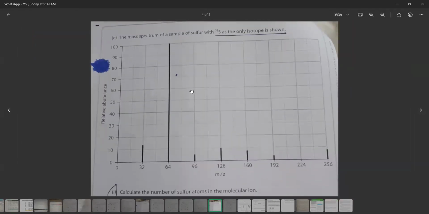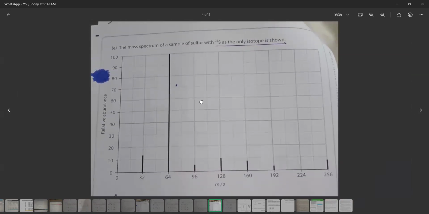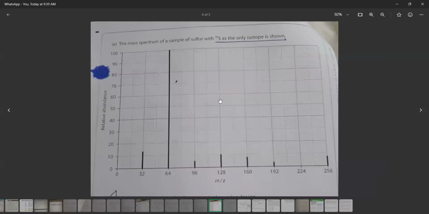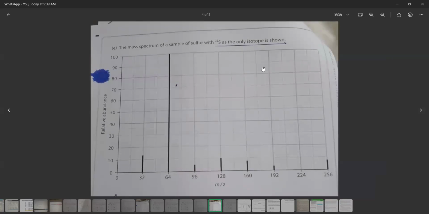The mass spectrum of a sample of sulfur with 32S as the only isotope. Calculate the number of sulfur atoms in the molecular ion. Look, this one, they give us that it has an abundance of 100%. Other peaks are there because sulfur might be losing different numbers of electrons. That's why these are mass to charge ratios. If the charge is greater, the mass to charge ratio peaks will shift. So this 100% peak is 64.